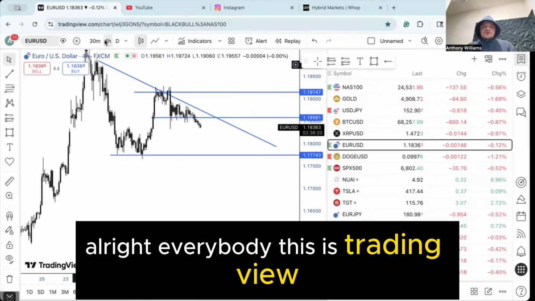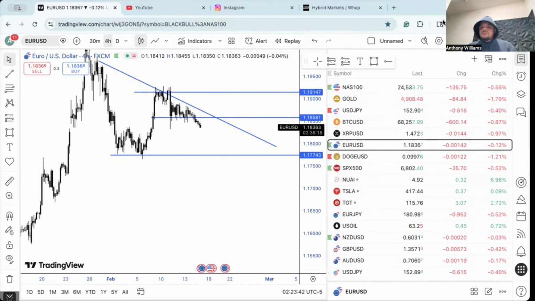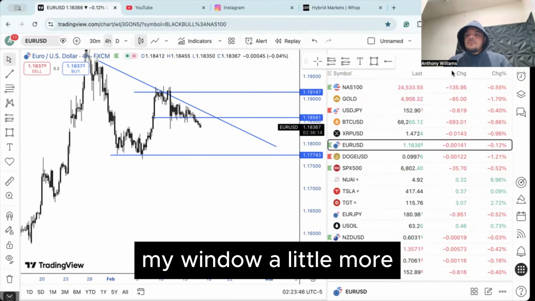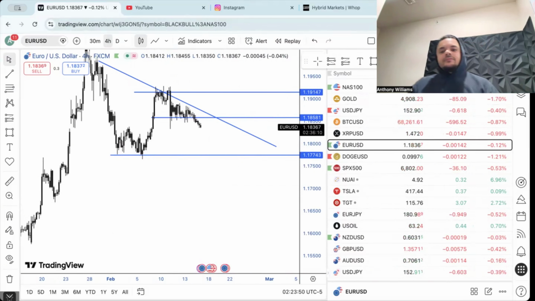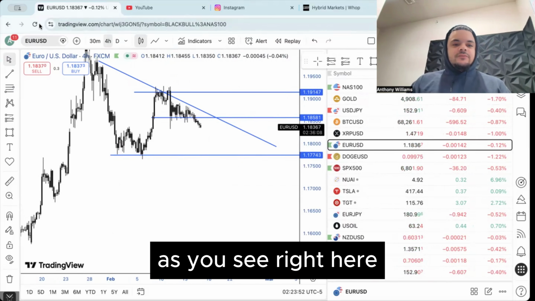All right, everybody, this is TradingView, as you see right here. Let me open up my window a little more.